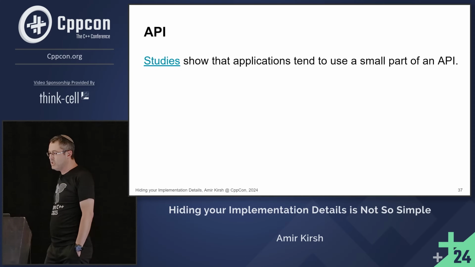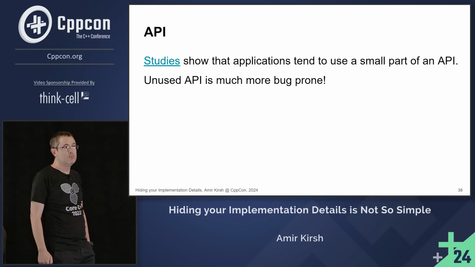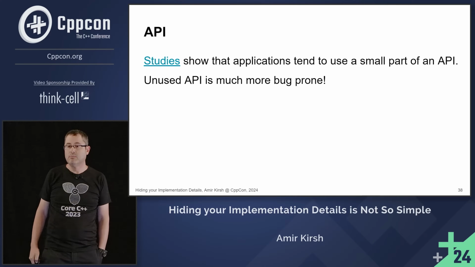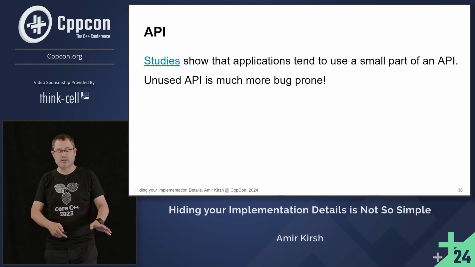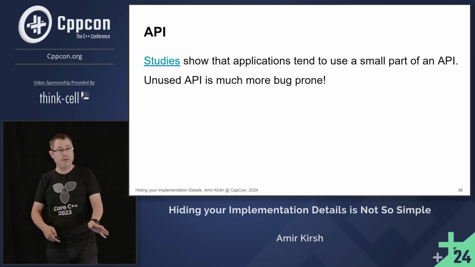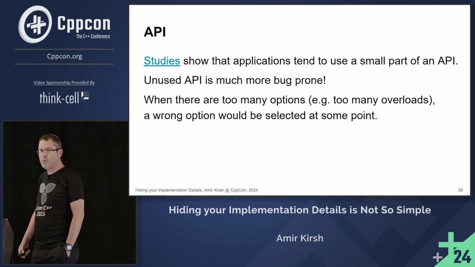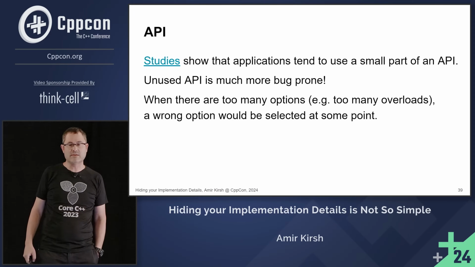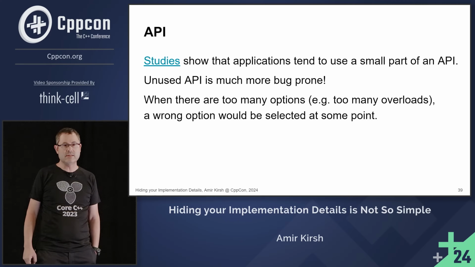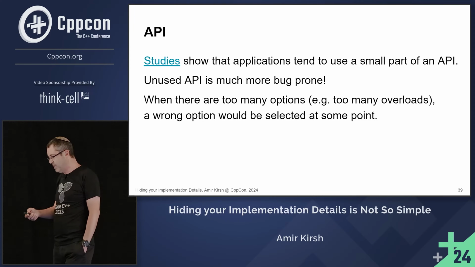Studies show that applications tend to use a small part of an API. Unused API is much more bug prone. Why? Because it is unused. It is not tested. I mean, for sure it is not tested in production because it is unused. Maybe it is tested, but I guess that the test is not so good if it is not being used. Did we ever talk about that? Jody spoke about, right, the bug that lost $460 million because of unused code. Don't have unused code or unused API.